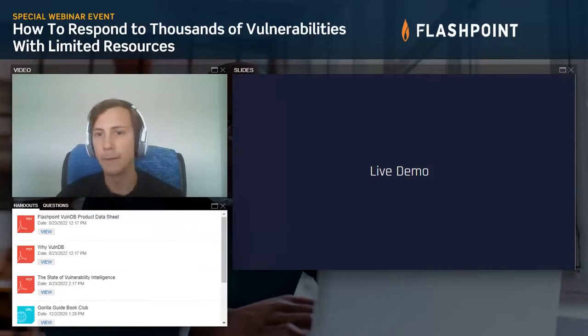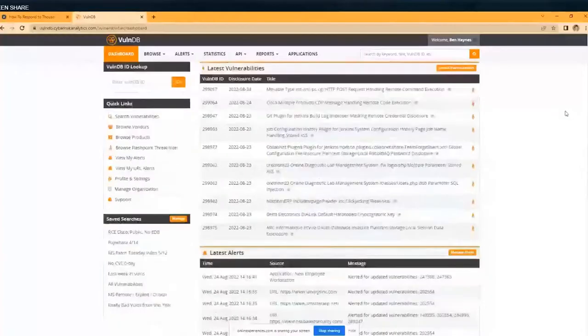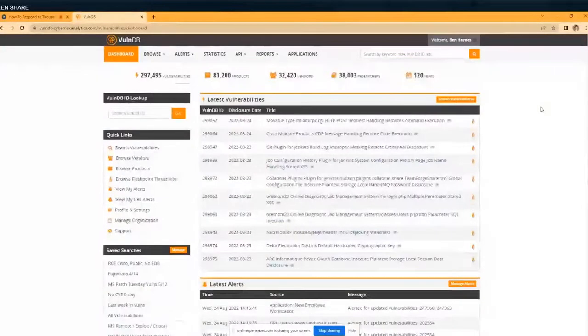Okay, so this is VulnDB. One thing I'll call out right up front is that I think of VulnDB like the data set. I think about it like the actual abstract set of data that we care very deeply about. And what we've been generally talking about in this presentation is how good the data is.